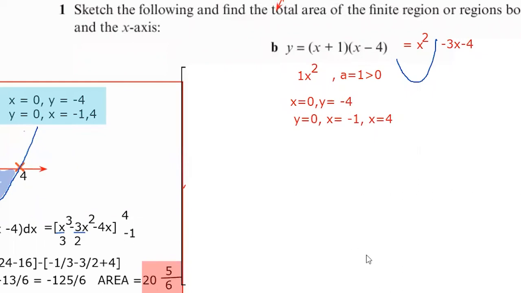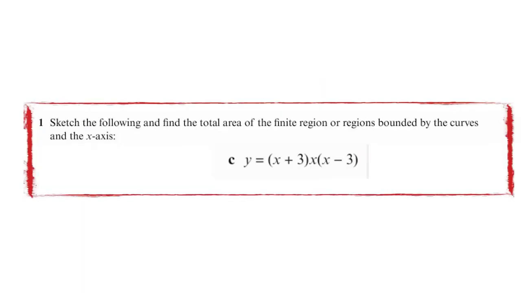I hope you understood this question. Question 1C. Here we go. We want to sketch the following cubic graph, y is equal to x plus 3 into x minus 3, and find the area between the graph and the x-axis. Let's begin.